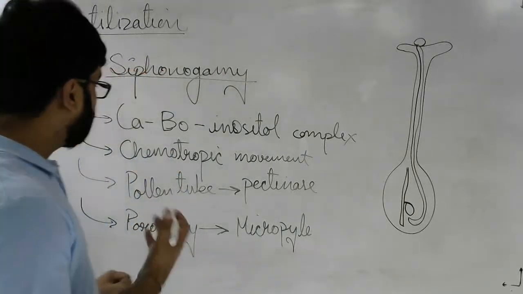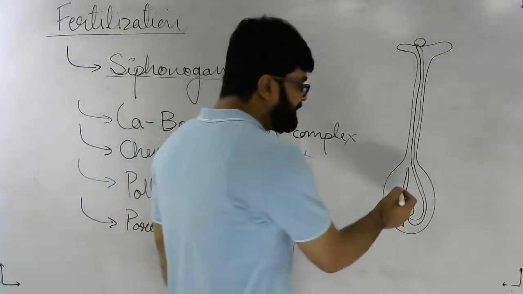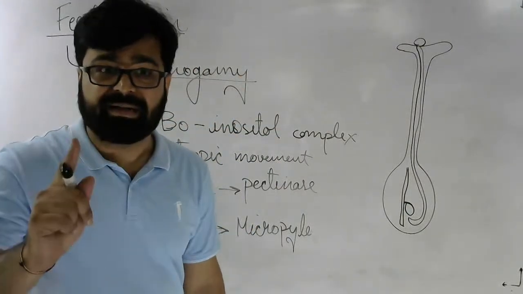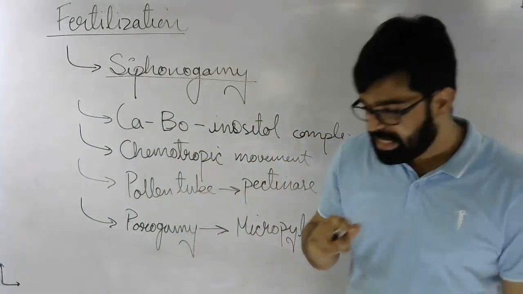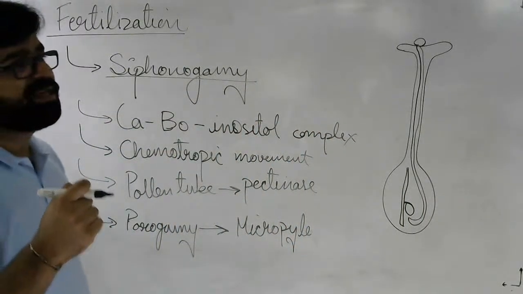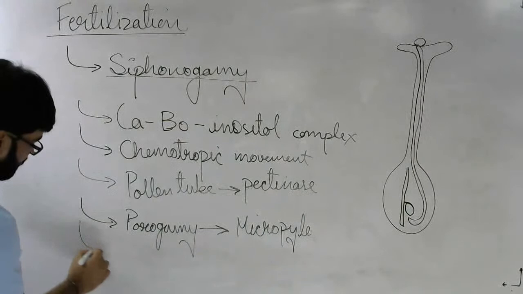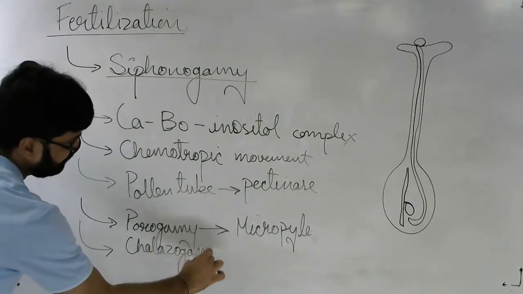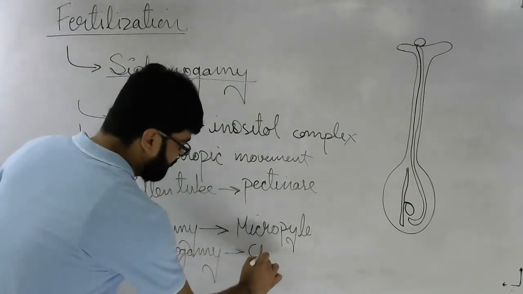Now another entry points are also there in the embryo sac. For example, it is entering from the just opposite end of micropyle. That end, कल क्या बोला था हमने उसको बोला था chalazal end, right? So this type of entry of pollen tube from chalazal end is known as chalazogamy. Okay, entry from chalazal end.